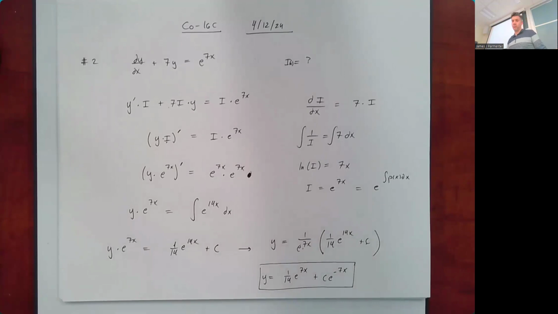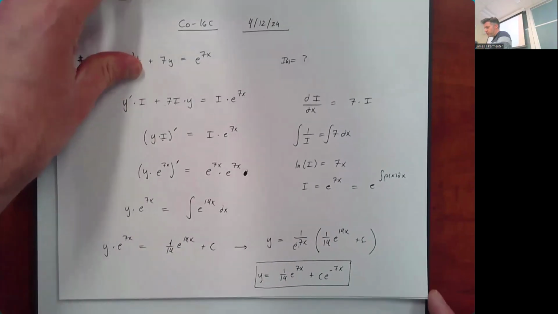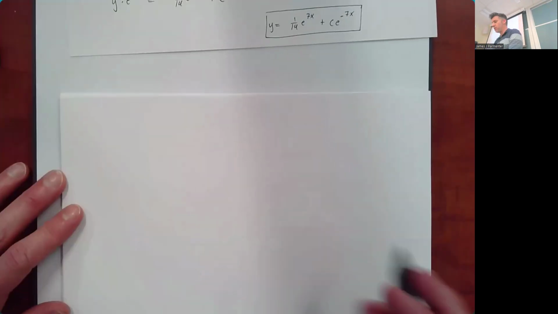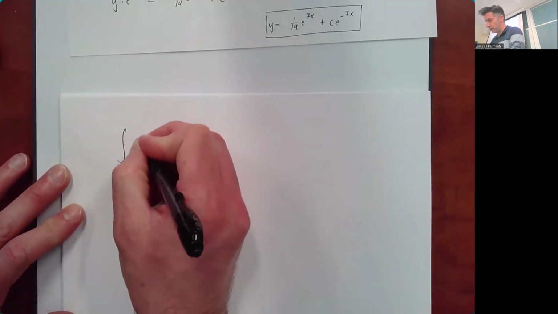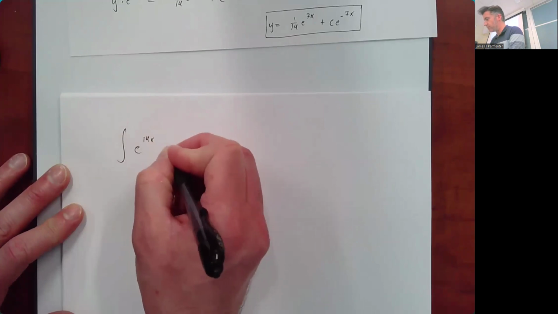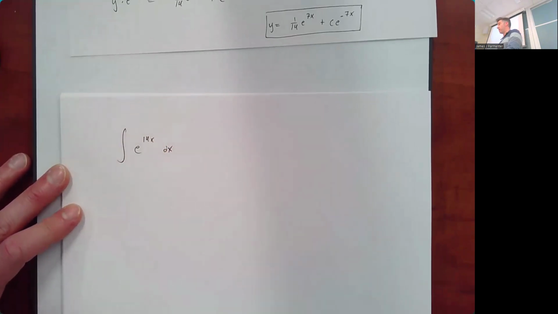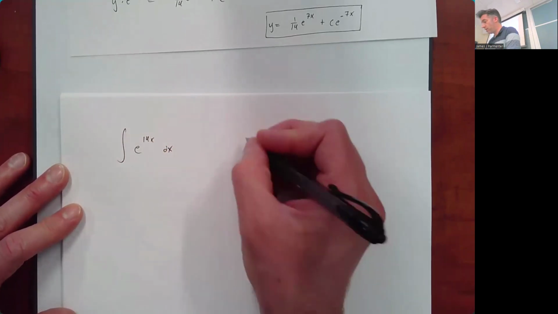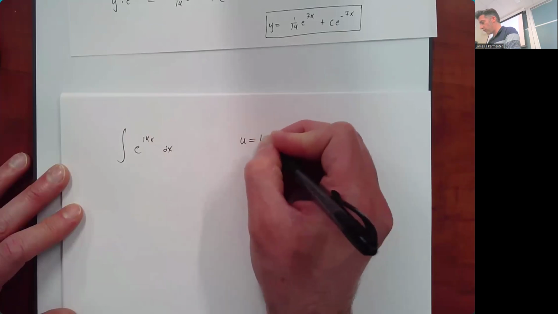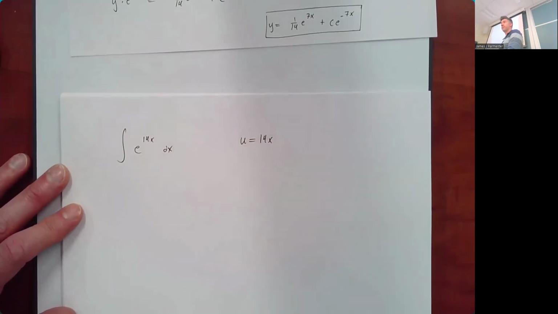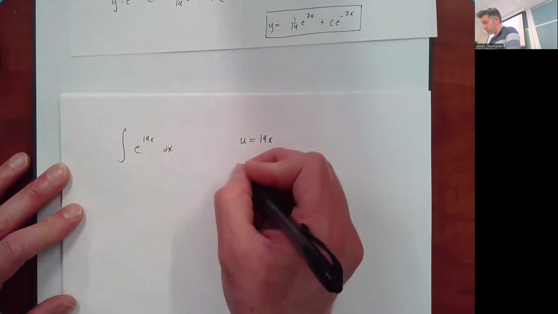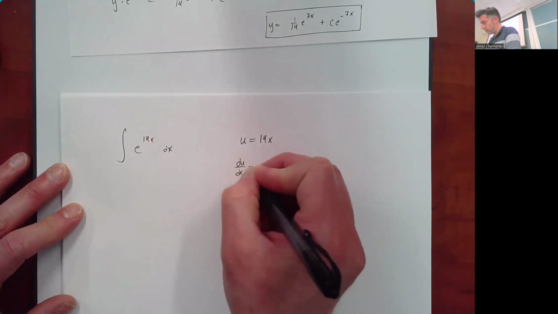Could you break down a little bit how you integrate e to the 14x? Totally. So what I'm really doing when I integrate e to the 14x is I'm doing a u substitution. But I'm not showing my work. But here's the work that we could have shown. I'm going to let u equal 14x. And then the derivative du dx is equal to just 14.